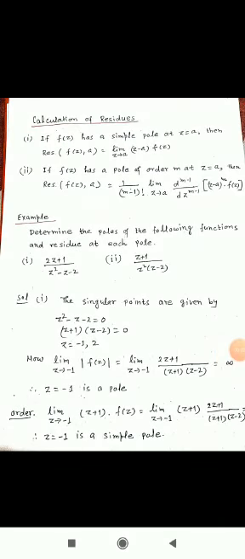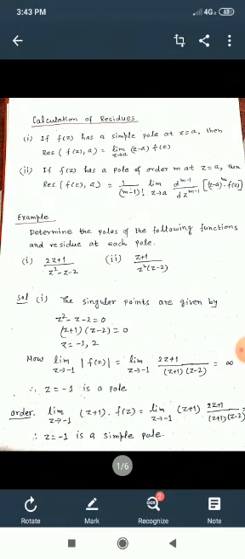So in this video I will discuss calculus of residue. The formula for calculation of residue is, number 1, if f(z) has a simple pole at z = a, then the residue of f(z) at a is equal to the limit as z tends to a of (z - a) f(z).